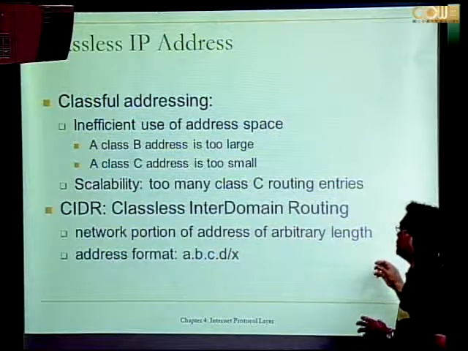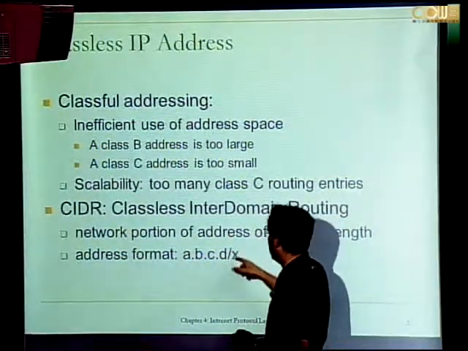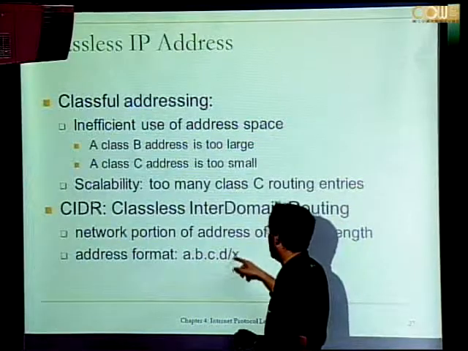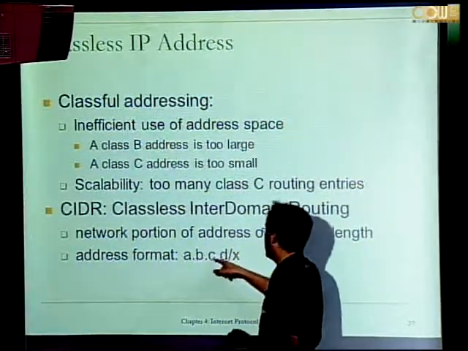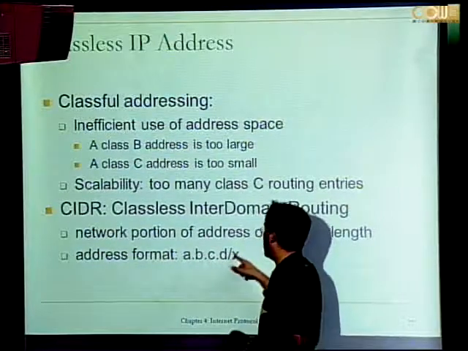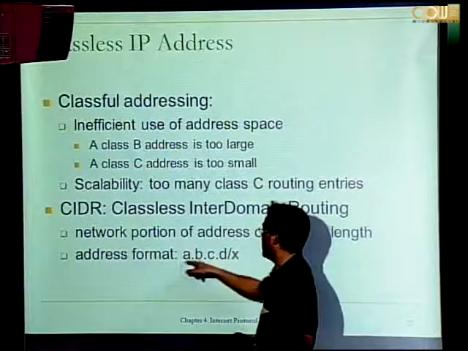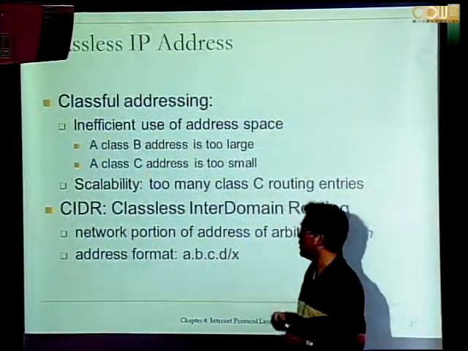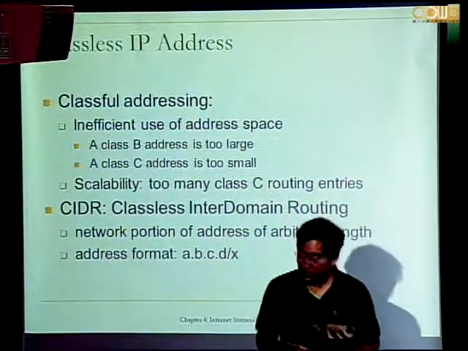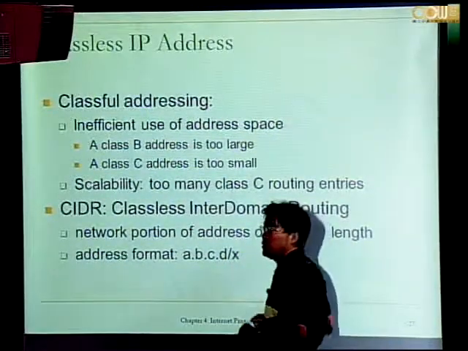We denote it by this /x, meaning the length of the network. If it's 24, then the first 24 bits are the network address, while the remaining bits are the host address. And it's adjustable. It could be 24, 25, 26.